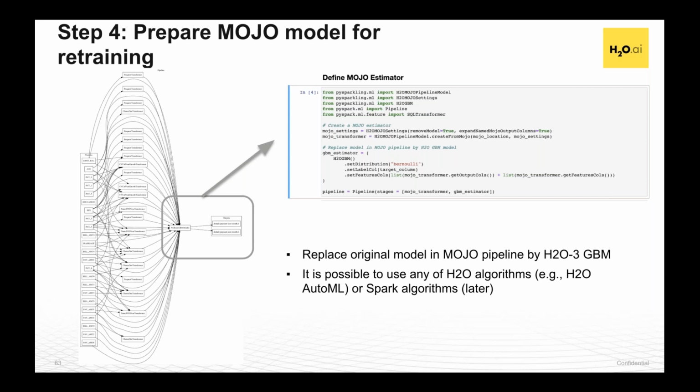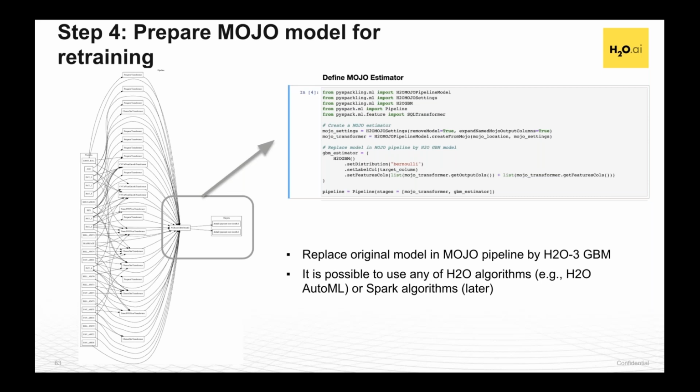Okay, let's go to the next, the GBM estimator, which is there, right? So here we are building an H2O GBM model, and if you look at the feature columns, that's where the MOJO transformer is being used to get the output columns and get the feature columns. And then this pipeline has two stages: the MOJO transformer and the GBM estimator. So the MOJO transformer will transform the data set which will be fed into this pipeline, and this data set can be like terabytes of data.